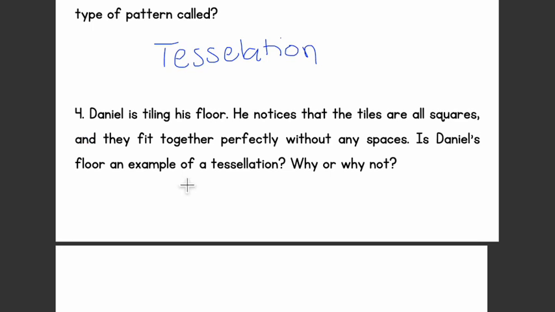Number 4. Daniel is tiling his floor. He notices that the tiles are all squares and they fit together perfectly without any spaces. Is Daniel's floor an example of a tessellation? Why or why not? So we said earlier that a tessellation has a repeated image over and over without any gaps. So this fits the description. Yes, it does. And you could say that it's a tessellation because it doesn't have any spaces and it uses the same shape over and over.